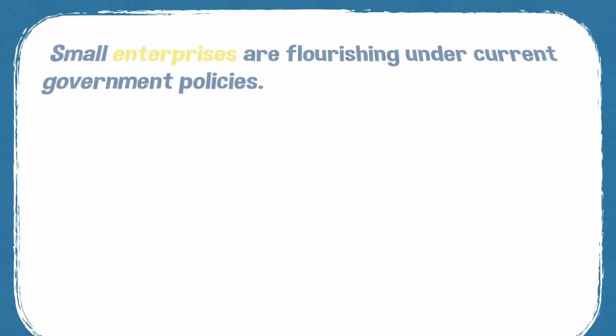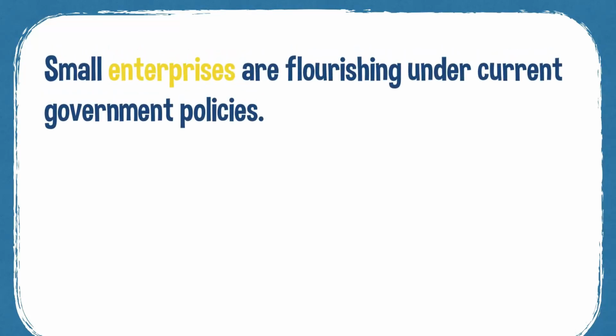It can also be used to describe a project. And also, in a more general sense, enterprise can mean a hard-working or creative spirit. But the most common use is for a kind of small business, often one that tries to innovate in some way. Here are some example sentences. Small enterprises are flourishing under current government policies. Flourishing means doing really well.